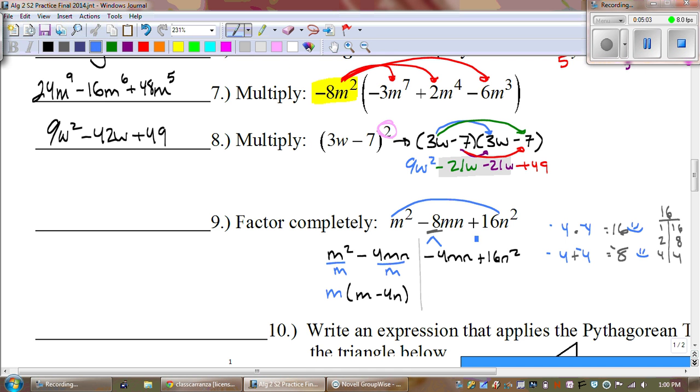Well, what about the back group? The back group, I can take out a negative 4, and then the variable they have both in common is an n, so negative 4n, and then we're left with m minus 4n, which is great because those match up like they're supposed to. So then our answer is the m minus 4n, the binomial that was the same, and then the m minus 4n, which was the GCF. Okay?